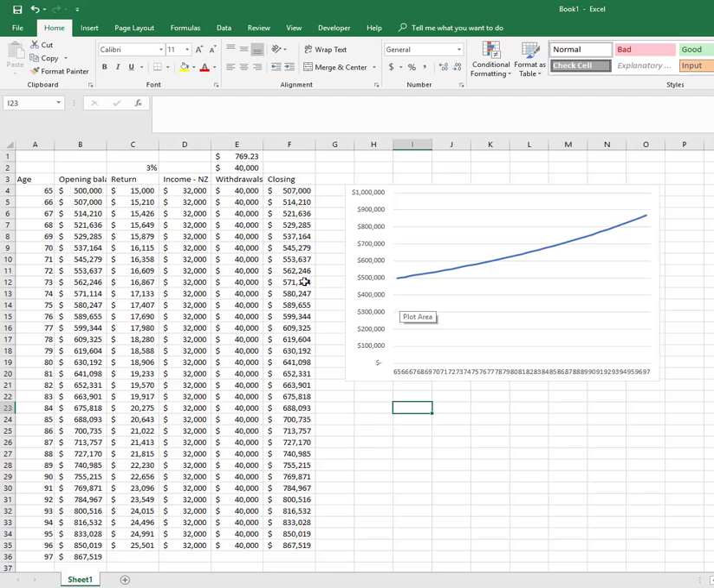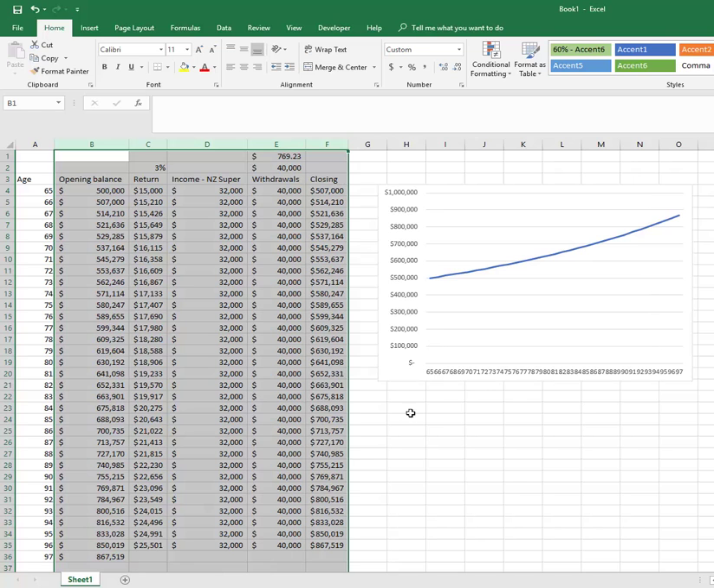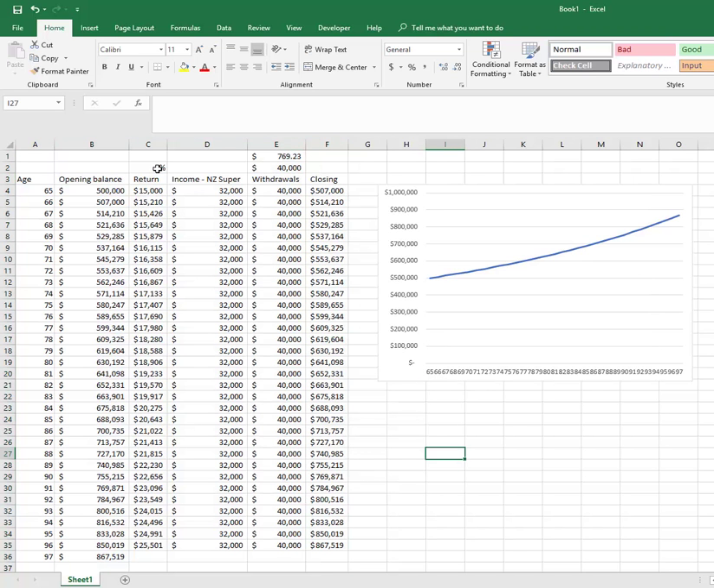So if we actually run this scenario where they're generating a constant after-tax inflation adjusted or real return of 3% per year, continuing to get New Zealand super of $32,000 a year and spending $40,000 per year, not only are they able to cover their costs, but their assets are increasing over time. And this might be great. This might be exactly what you want if you want to ensure that your children or causes that you care about get a lot out of your estate when you eventually pass away.